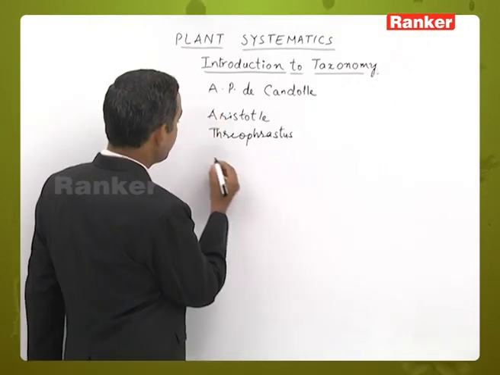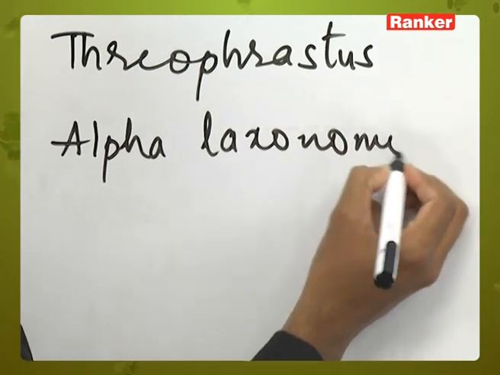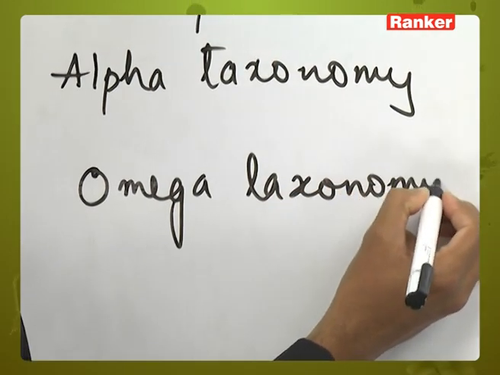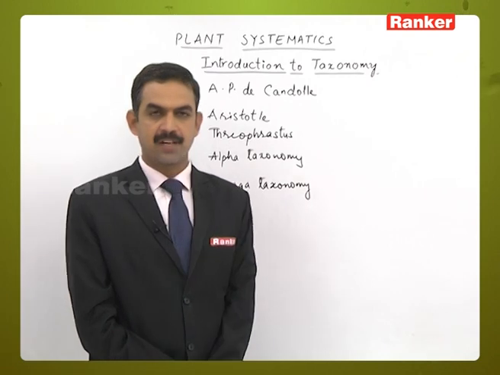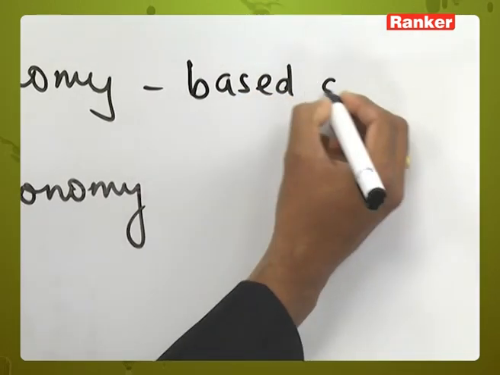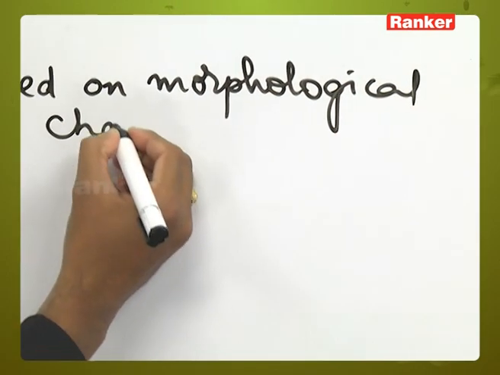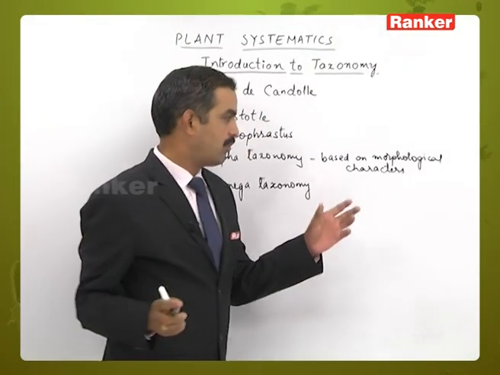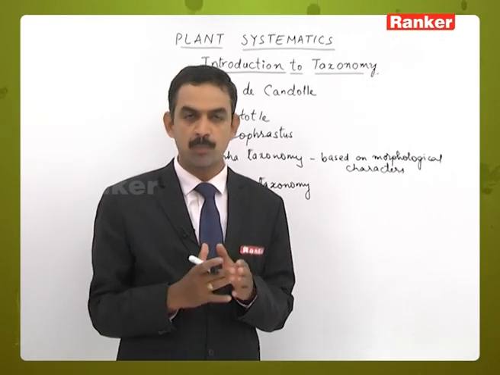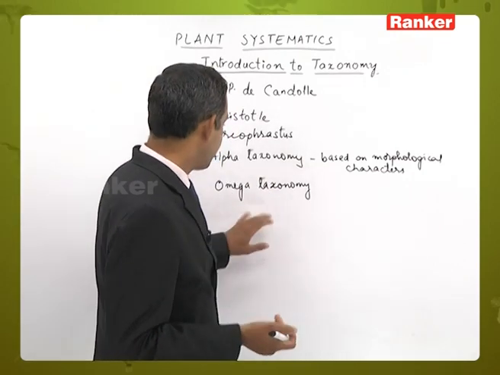Broadly, there are two categories: alpha taxonomy and omega taxonomy. Alpha taxonomy means the classification of plants based on morphological characters. The criterion taken for classification is morphology. Plants showing similarity in their morphological characters are kept under one family or group, and those differing in morphological characters are kept in different groups. In the same way, omega taxonomy.